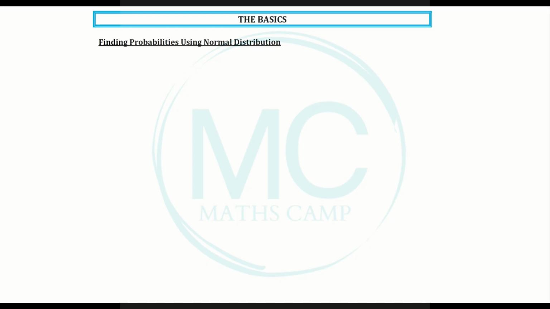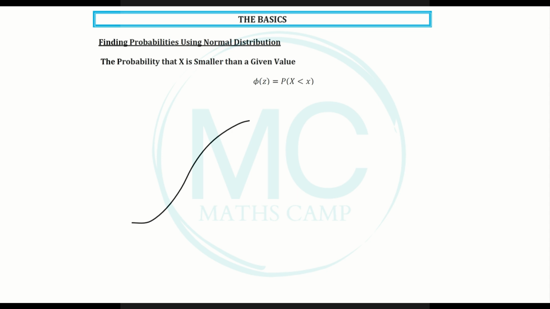Now I'd like to look at how we find probabilities using normal distribution. Let's start with the probability that x is smaller than a given value. A normal distribution curve looks like a bell curve. The probability is the area under the curve. So the total area under the curve will always be 1. This does not matter in an exam. They will never ask you to find the area under a curve or anything to do with area.